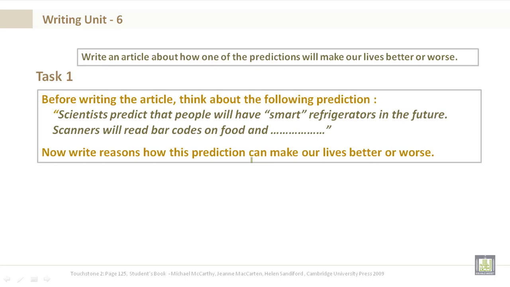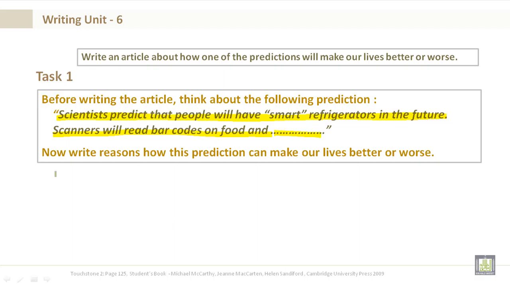Before writing the article, think about the following prediction. Scientists predict that people will have smart refrigerators in the future. Scanners will read barcodes in food and complete the sentence. Now write reasons how this prediction can make our lives better or worse.